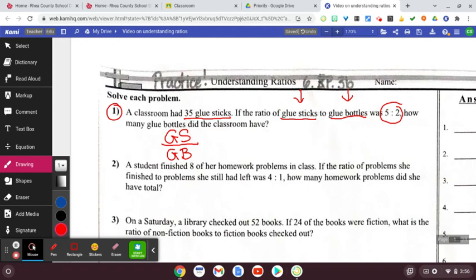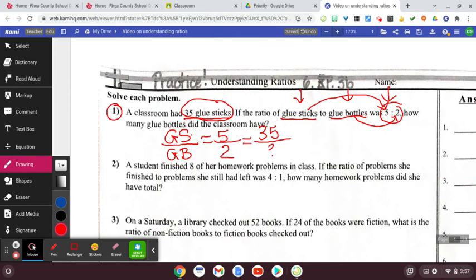Then I have a little bit of information regarding my ratio. You guys know that the first word goes with the first number in my ratio. So now I can put 5, which is associated to my glue sticks, and then my glue bottles is 2. So I'm going to put a 2 right there. That's part of my information. Now they're telling me that the classroom had 35 glue sticks. Since my glue sticks is up on top, I'm going to put my 35 up on top, and I've got to figure out how many glue bottles I had down below.